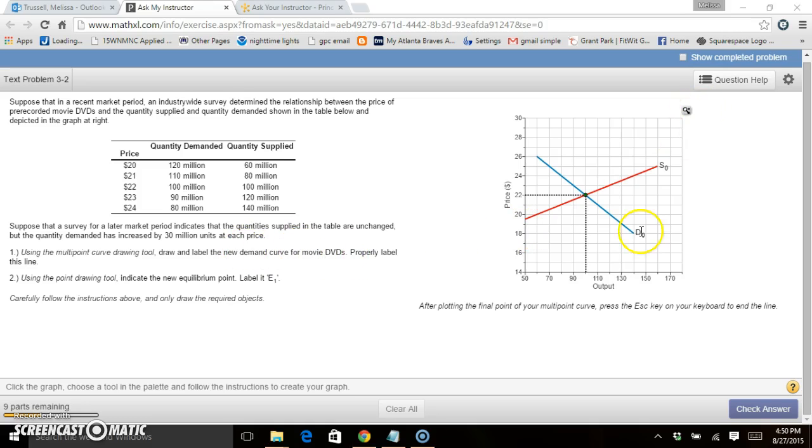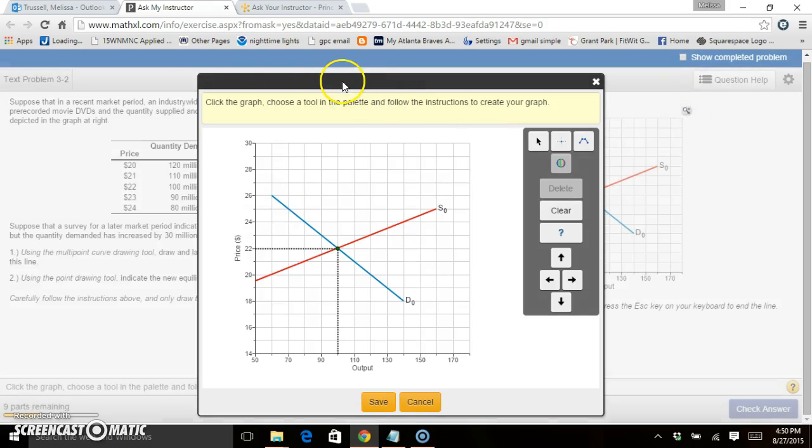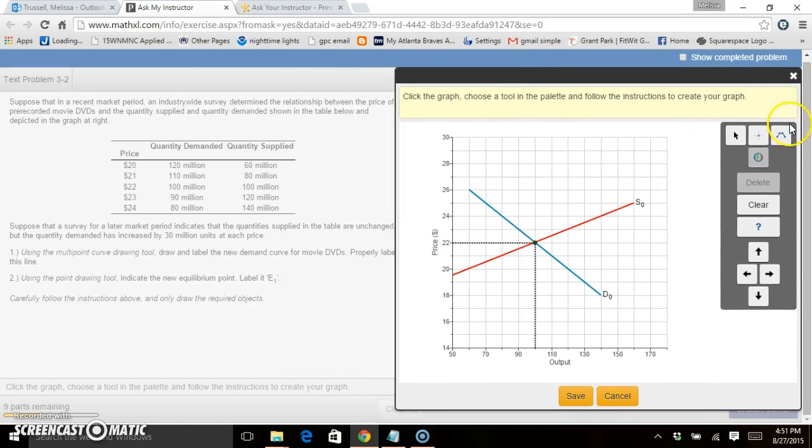Properly label this line. So I'm going to click the little magnifying glass here to pull it up, make it easier to draw on. And I'm going to click the multi-point drawing tool as it asks me to. Alright, so the first point I want to graph here is at the price 20. Remember that price is on the vertical axis and quantity demanded or output is on the horizontal axis. So a price of 20, what is my new quantity demanded? It used to be 120 million, and they're telling us that it's gone up by 30 million now, so my new quantity demanded at a price of 20 is 150 million.